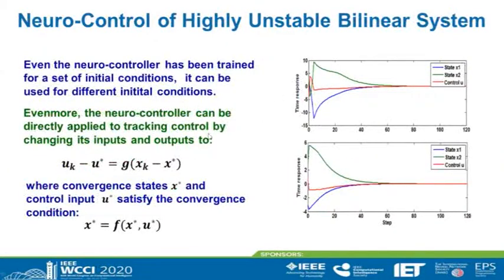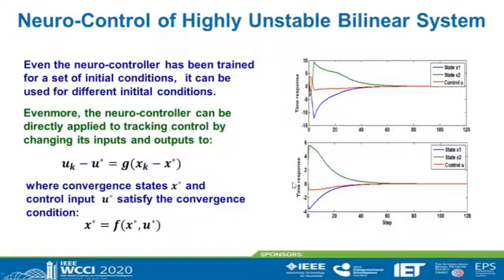Here we present the results of the highly unstable bilinear system with neural control. Here, the green line and blue line correspond to the system state, and the red line to the control input. We see that both states converge to 0, the decided state 0, starting from different initial positions, different initial states.